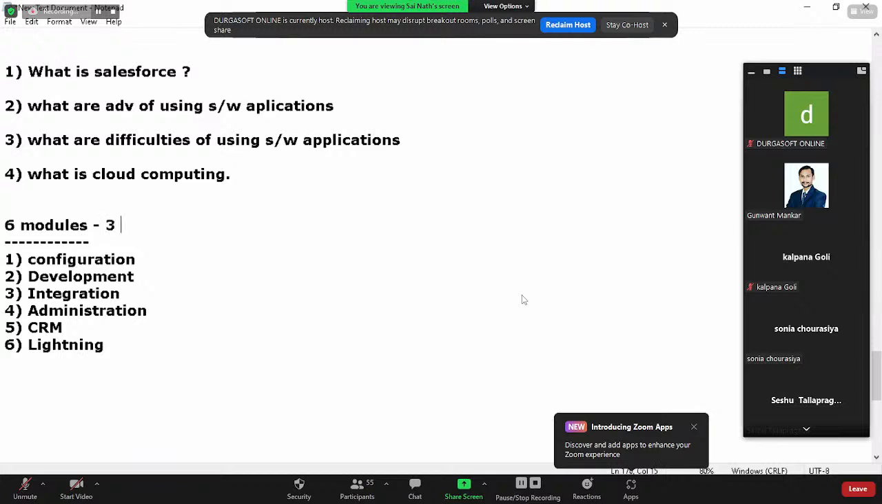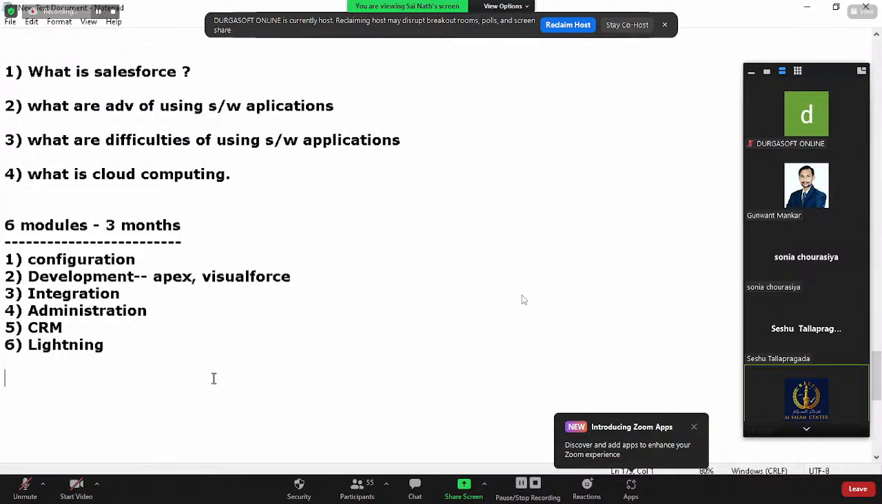Duration is one month's time. Understood, everyone? Okay. So will you teach the Apex programming language? Yeah. In development, we use Apex, the Salesforce programming language. See, guys, one important point I need to tell before I close the session today.